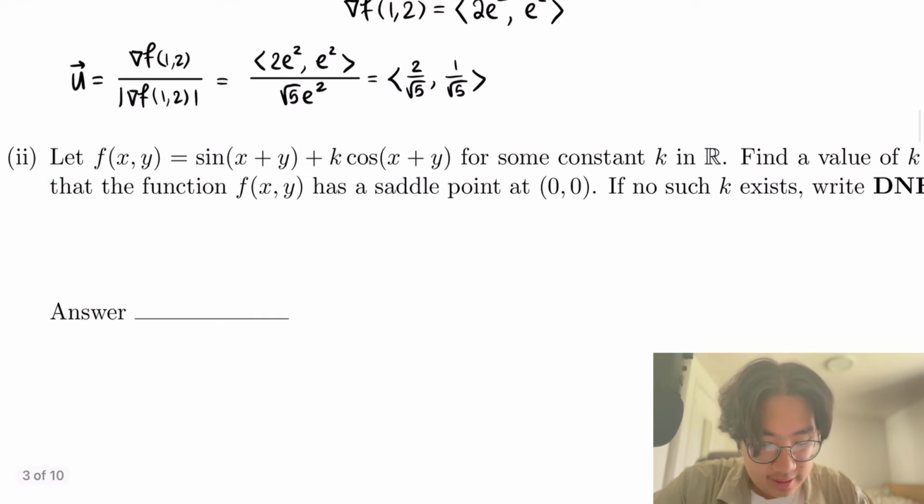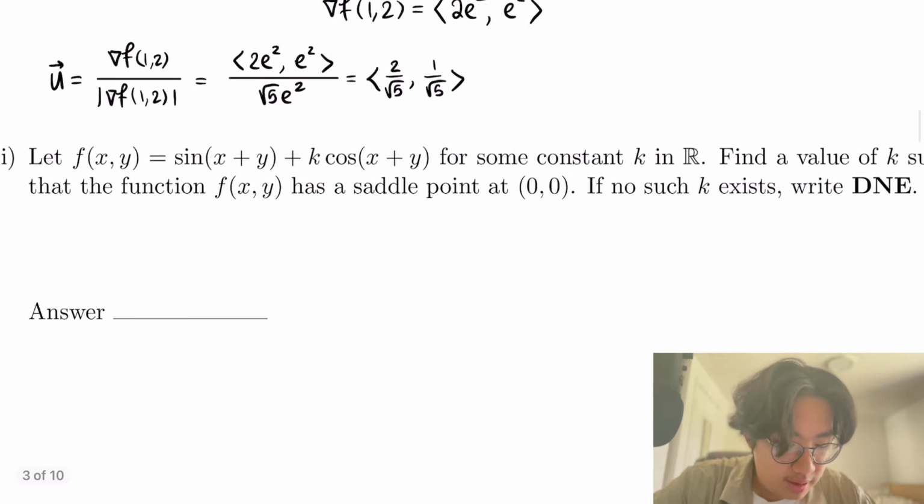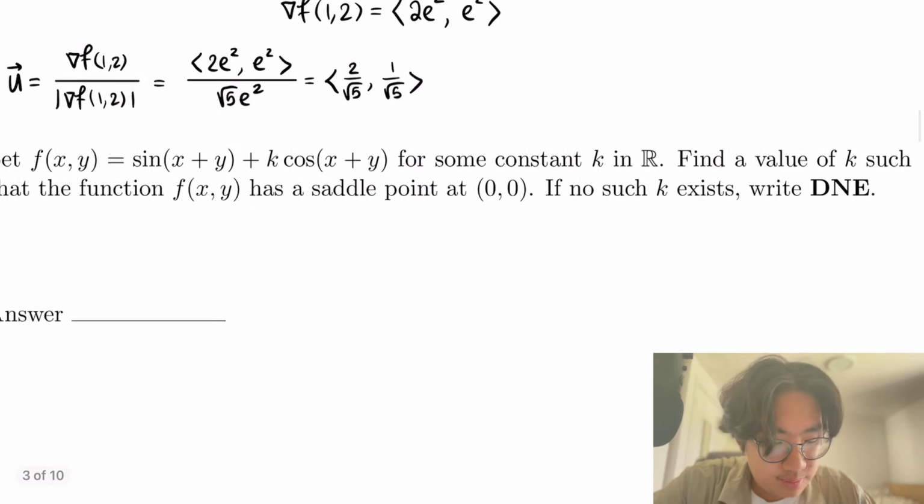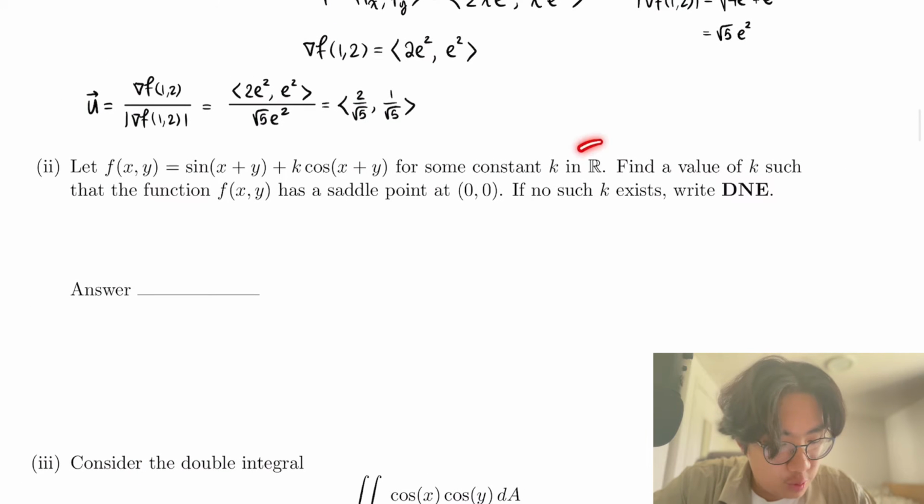Okay, next, let f of x, y equal sine of x plus y plus k times cosine of x plus y, for some constant k in the real numbers. Find a value of k such that the function f of x, y has a saddle point at the point 0, 0. If no such k exists, write does not exist, or DNE.